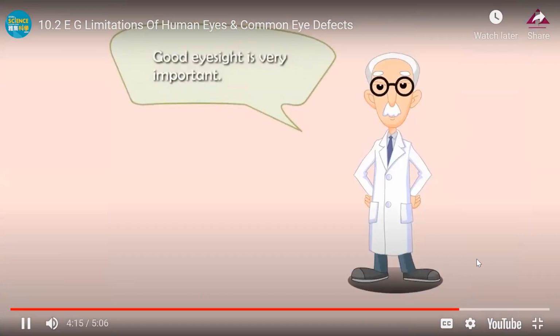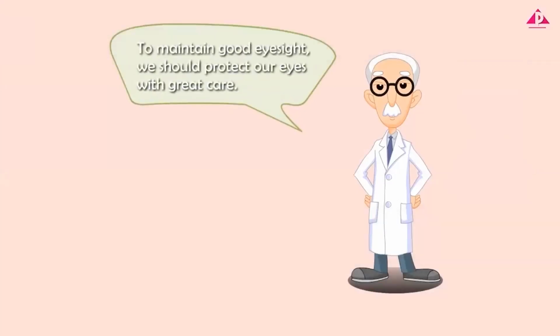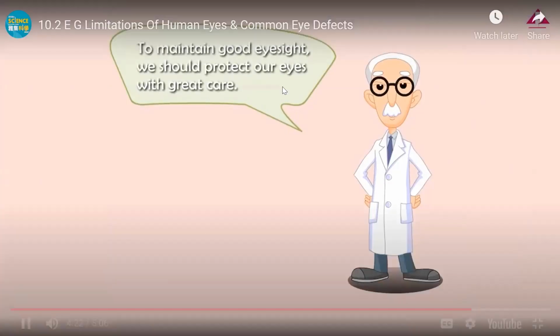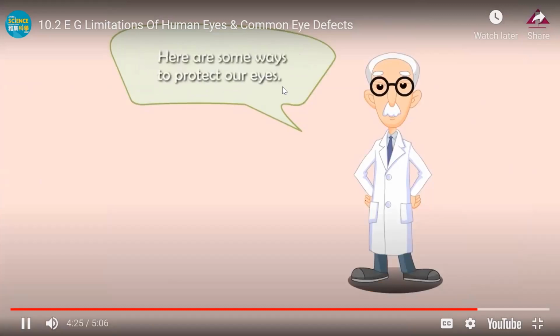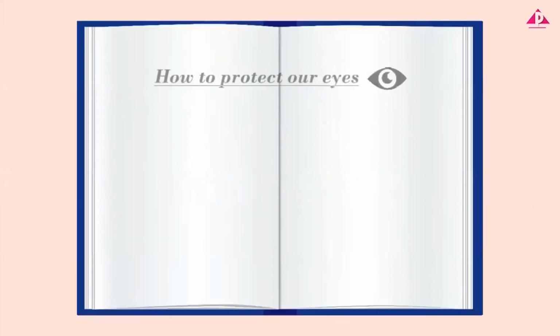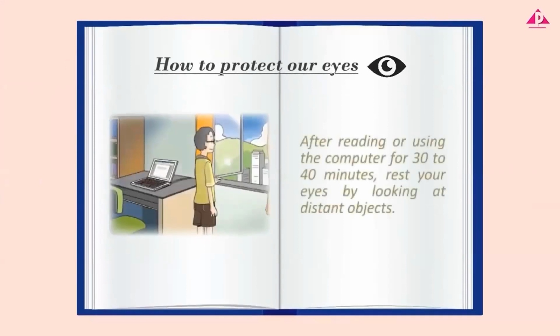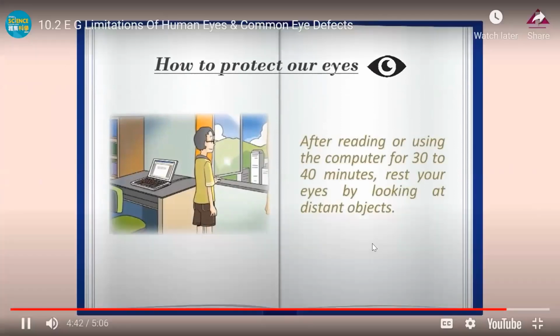Good eyesight is very important. To maintain good eyesight, we should protect our eyes with great care. Here are some ways to protect our eyes. How to protect our eyes. After reading or using the computer for 30 to 40 minutes, rest your eyes by looking at distant objects.